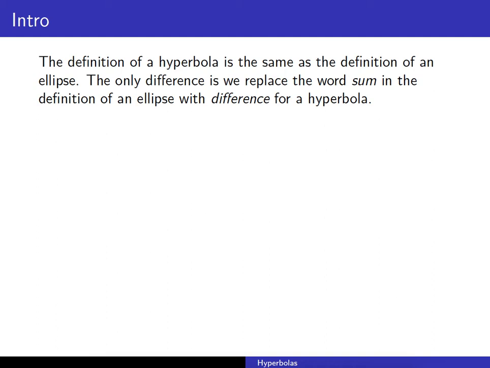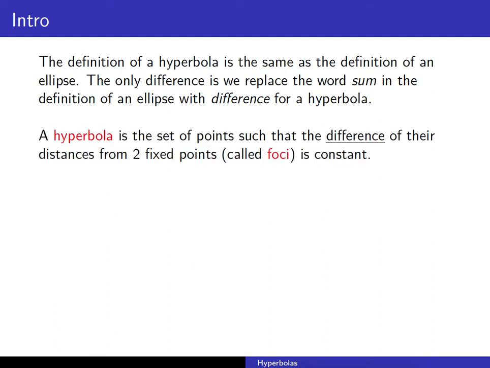So the definition of a hyperbola is pretty much the same as the definition of an ellipse. The only difference is that we're going to replace the word sum in the definition of ellipse with the word difference for the definition of a hyperbola. So a hyperbola is a set of points in the plane such that the difference of their distances from two fixed points, again called foci, is constant.